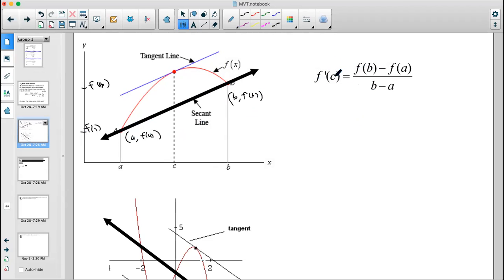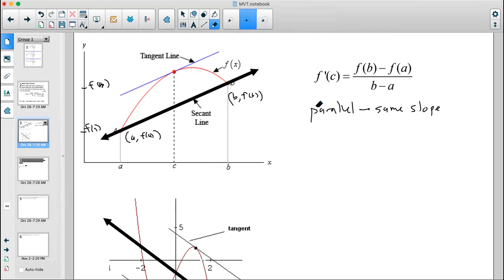And what the mean value theorem says is that the derivative of f is going to be equal to this slope somewhere between A and B. So you can see that you could draw the slope here. It's drawn as this thick arrow between A and B. And you can see that right here, some value between A and B, the tangent line is parallel to that. Parallel means same slope.